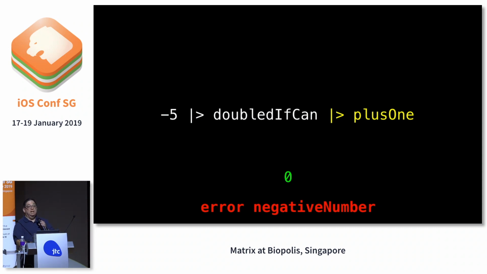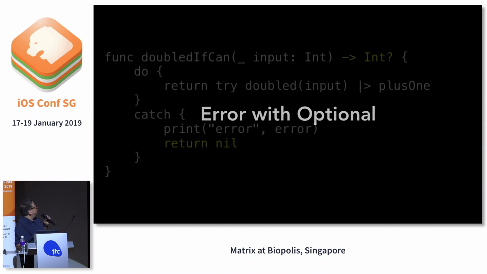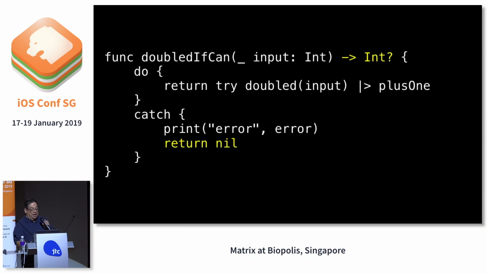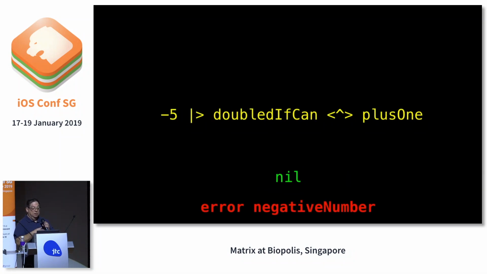Oh, why don't we combine them? Why don't we use an error and an optional? That'll be better. So instead of returning an int, I'll return an optional int, and so instead of this error code of -1, I'll return nil. That feels a little better to me. I can use my map operator, and I can get my optional 11, and I can get my nil.